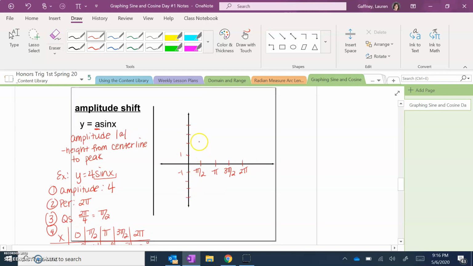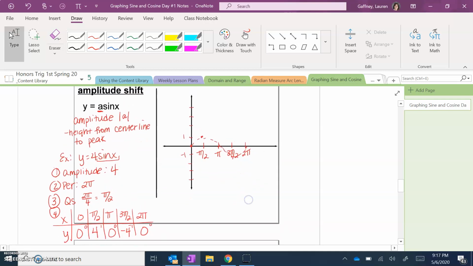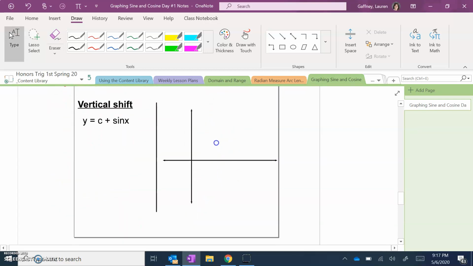Okay. So normally it would start here, 0, we go to 1, 0. So this is the normal sine graph. So now though, if it's 0, now pi over 2 is 4, back at 0, down at negative 4, back. This guy looks like this. So the amplitude is stretching your graph vertically. Okay, it's kind of pulling it out. Okay, so if you have a number out front, it's stretching the graph.